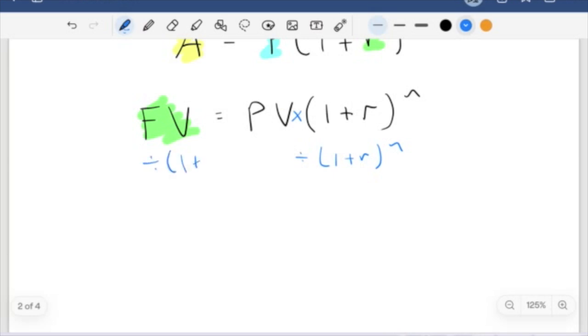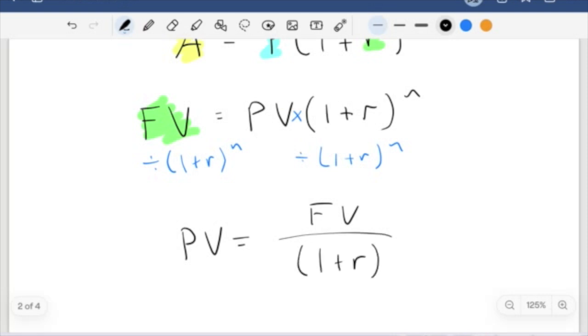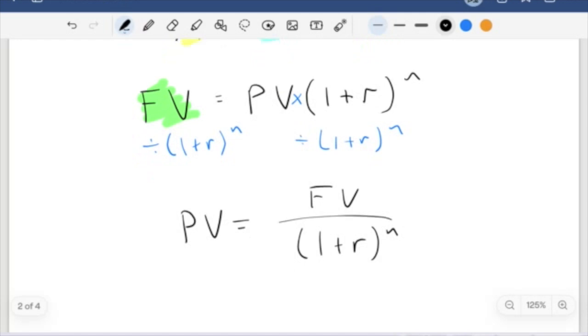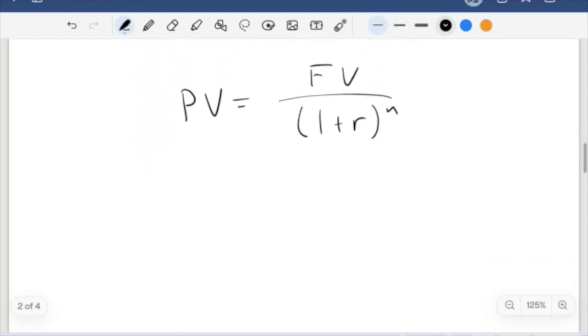And when I do that, I'm going to get on its own PV. Now I've just swapped the side that I've written it, but as we know with the equal sign, we can do this on any side we want. That's going to equal our future value divided by 1 plus R to the power of N. So this is the main thing we're going to be working through here. Let's just jump straight into an example in which we're asked to calculate the future value.